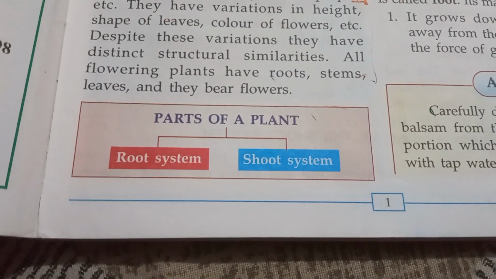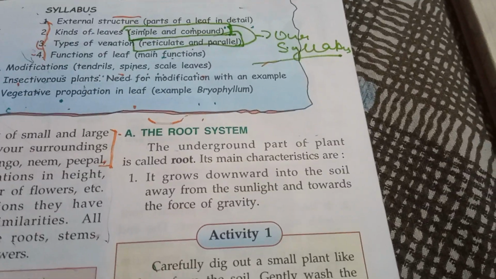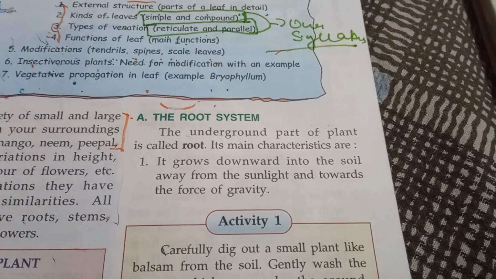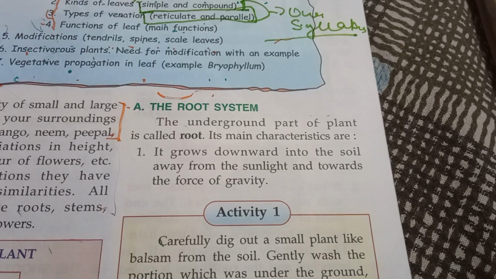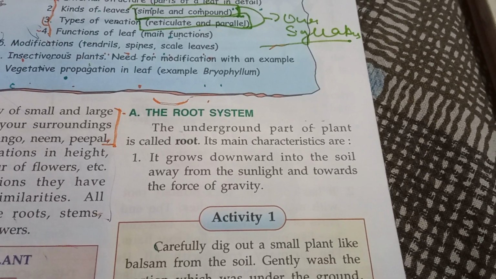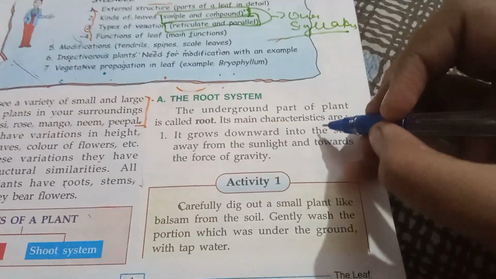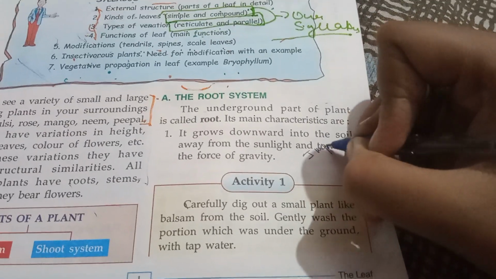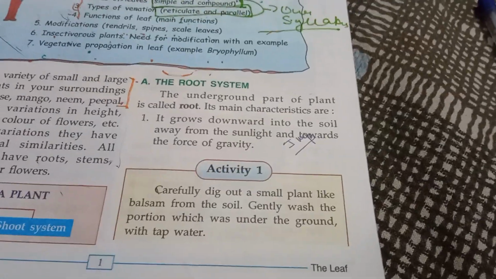Then here we can see parts of plant, which tells us that parts of plant are divided into two systems, right? One is root system and one is shoot system. Now here, the root system. The underground part of a plant is called root. Its main characteristics are that it grows downward into the soil, away from the sunlight and towards the force of gravity. So this is important because it tells us that the root system grows downward, right? It is important. If you have a notebook, just note this because this is important.